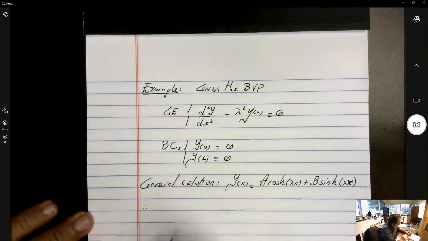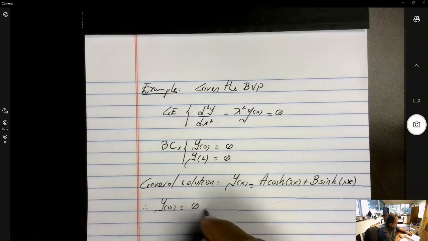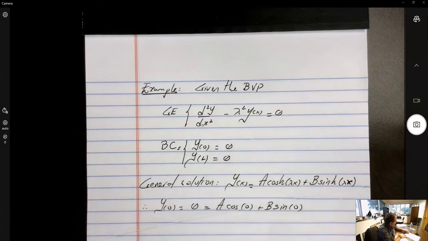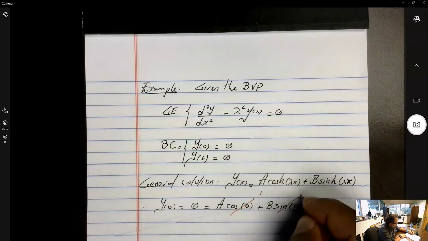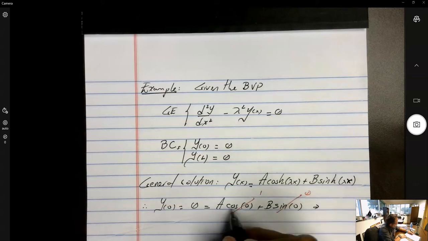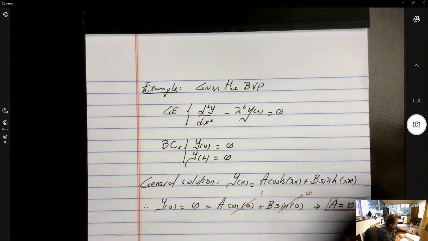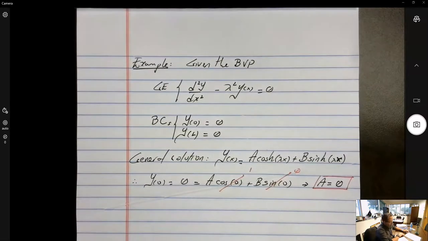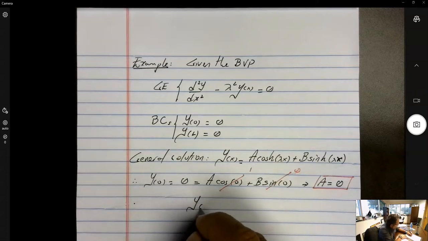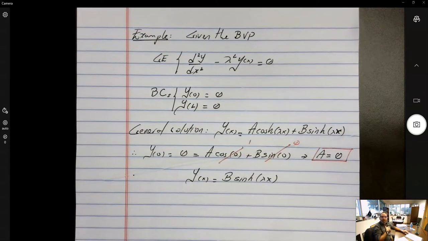Let's impose the first of the two boundary conditions at x equals 0, y is equal to 0, so it's a times the cosine hyperbolic of 0 plus b times the sine hyperbolic of 0. This is 1, this is 0, and therefore what you get out of these is that a times 1 plus b times 0, a times 1 is equal to 0, then a is equal to 0. This is what you deduce from imposing the first condition. So now we got rid of one of the constants of integration. What we're left with is y of x is equal to b times the sine hyperbolic of lambda x. We're on the same route as before.